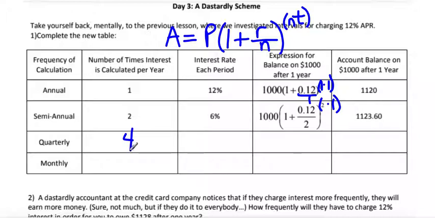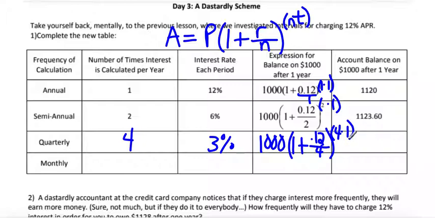If we compound quarterly, that means we're doing it 4 times per year. So we're taking that 12% annual interest rate. We have to divide it by 4, so it's only 3% each time. And then we're going to plug into our formula. We're still investing $1,000. 1 plus our rate, 0.12, divided by the number of times we're compounding, which is 4. We're going to raise that to the 4 times 1. Okay, so when you do that in your calculator, you should get 1125.51.